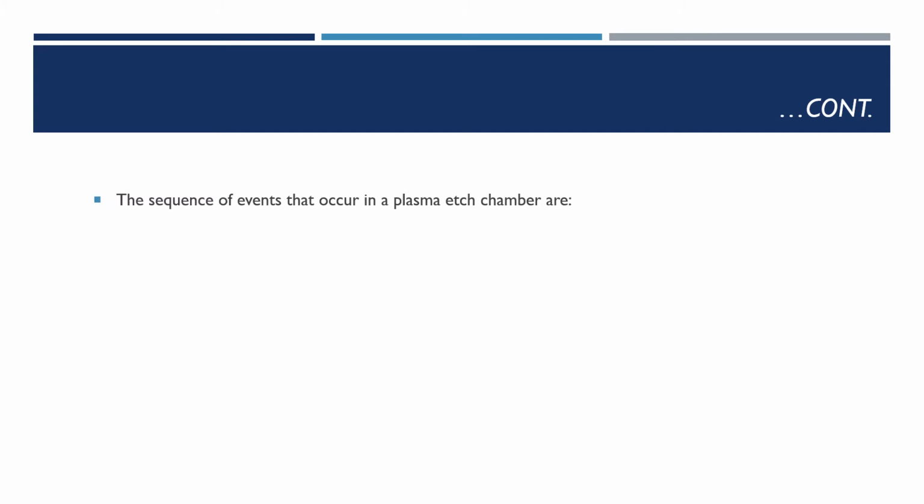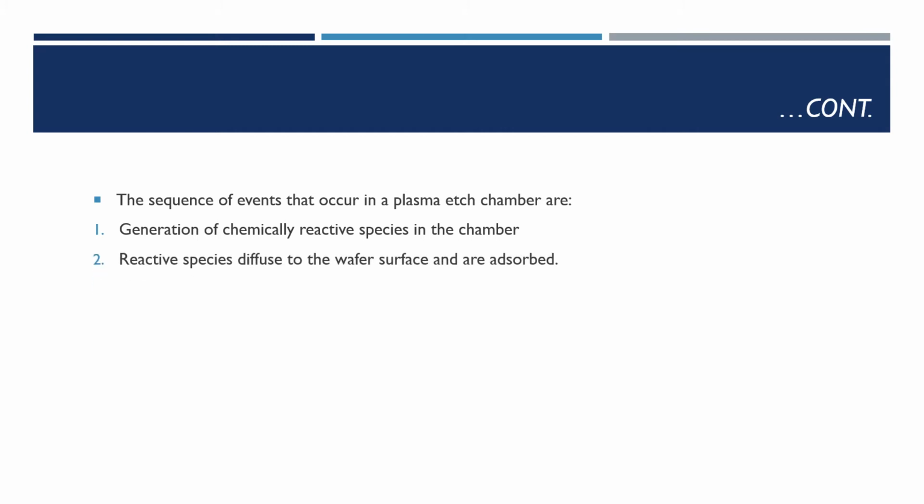The sequence of events that occur in the plasma etching process are the generation of chemically reactive species in the chamber, or to be specific, in between the two electrodes by virtue of the electromagnetic field set up by the RF source. Now these reactive species diffuse to the wafer surface or the substrate from which material has to be removed, and they are adsorbed on the wafer surface. Now surface diffusion of these reactive species, which includes ions, electrons and radicals, takes place until they chemically react with the wafer material.